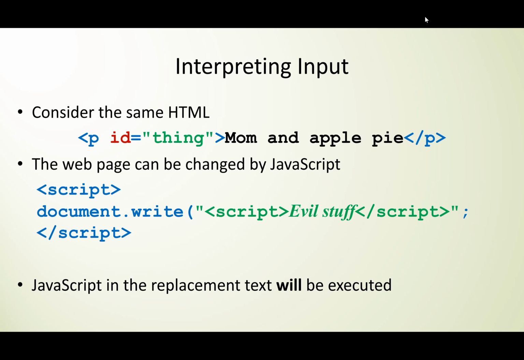We're just simply going to change it to the word script, evil stuff, end script, where evil stuff is some nefarious activity that is going to execute and probably do something nasty. Because write is going to rewrite the whole HTML page, it will then interpret that as it gets to the text here. It will interpret it as script, and it will run the JavaScript that is there for evil stuff. That will be executed in this case.